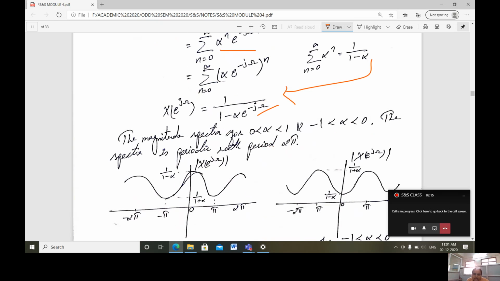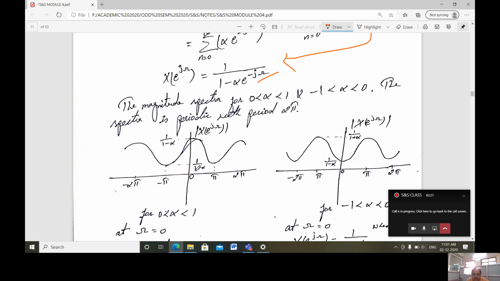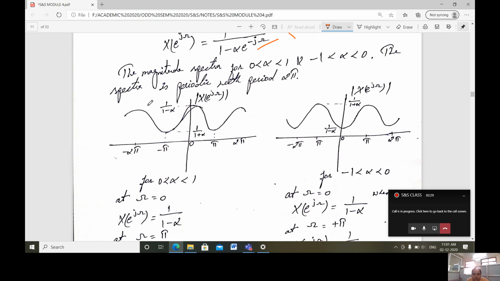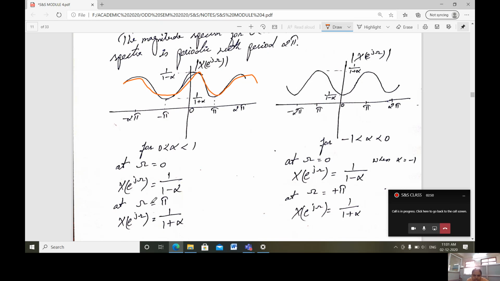Then the magnitude spectra for alpha varying from 0 to 1, and from minus 1 to 0 for the negative values, is going to be like this. For alpha varying from 0 to 1, you will get a signal like this, which continues periodically. At omega equals 0, you will get 1 divided by 1 minus alpha. Then at omega equals pi, you will get X of e raised to j omega as 1 divided by 1 plus alpha.